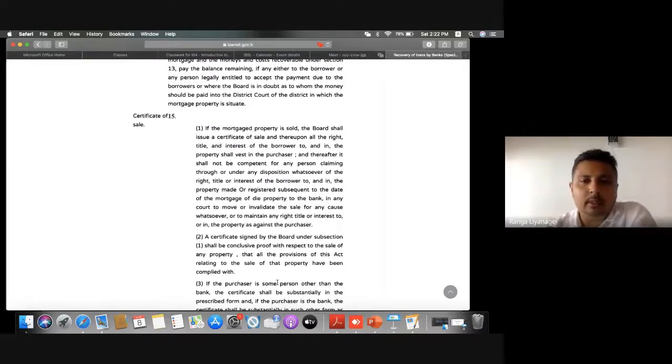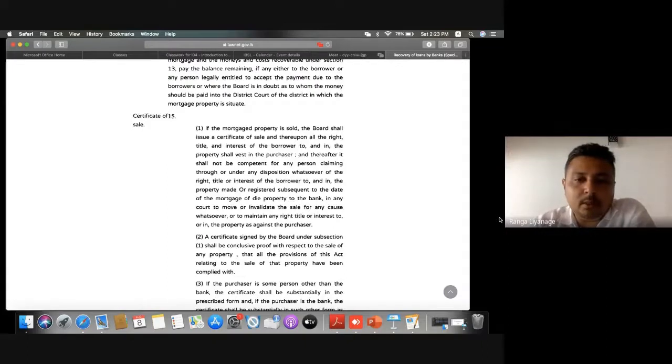We will go through anyway, right? So they shall provide, issue a certificate of sale. The board shall issue a certificate of sale. All the right, title, interest of the borrower to and in the property shall vest in that purchaser. Thereafter, it shall not be competent for any person claiming through or under any disposition whatsoever the right title. So the certificate of sale is very important, right?